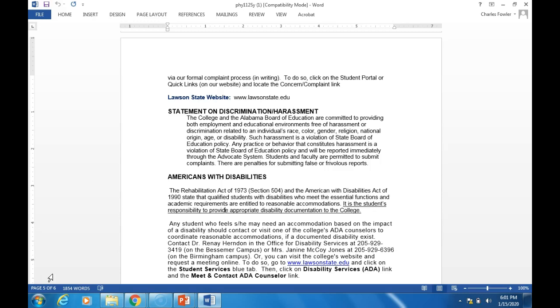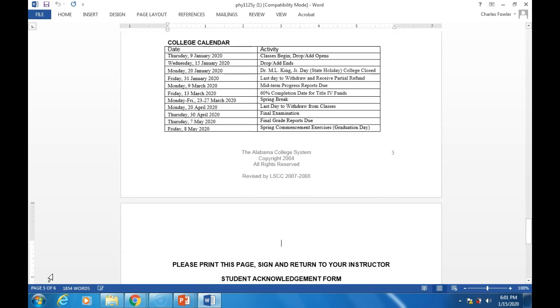Okay, Americans with Disabilities. As I've said, I'm hard of hearing, so I'm sort of sensitive to this kind of stuff. If you have any kind of disability, on the Bessemer campus, Dr. Renee Herndon is in charge of this. I know exactly where she lives there, and Ms. Janine McCoy-Jones on this campus. They will get your information and get to us what we need to do so you have the best opportunity to learn, whatever kind of accommodation you need. Any questions on that? Okay.